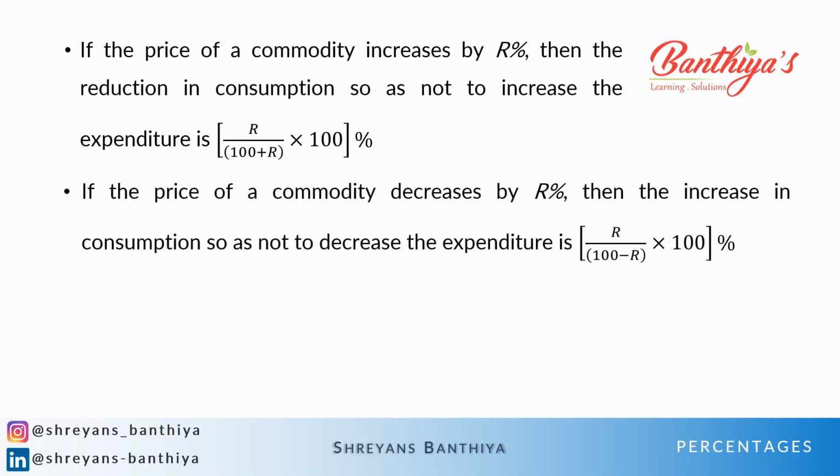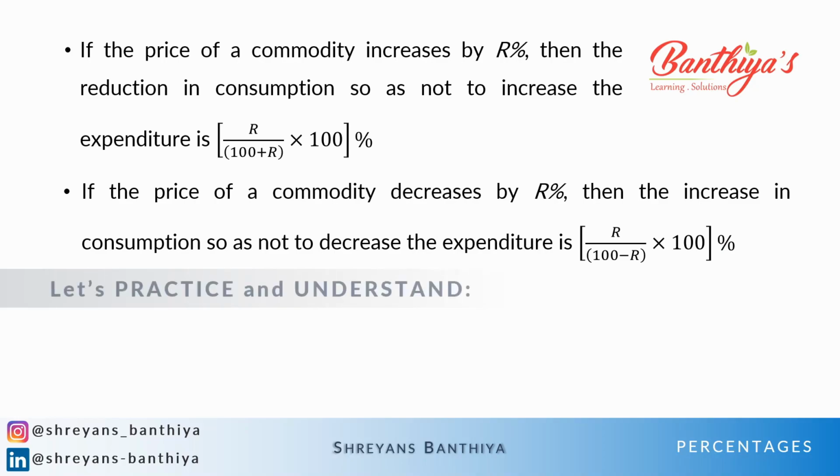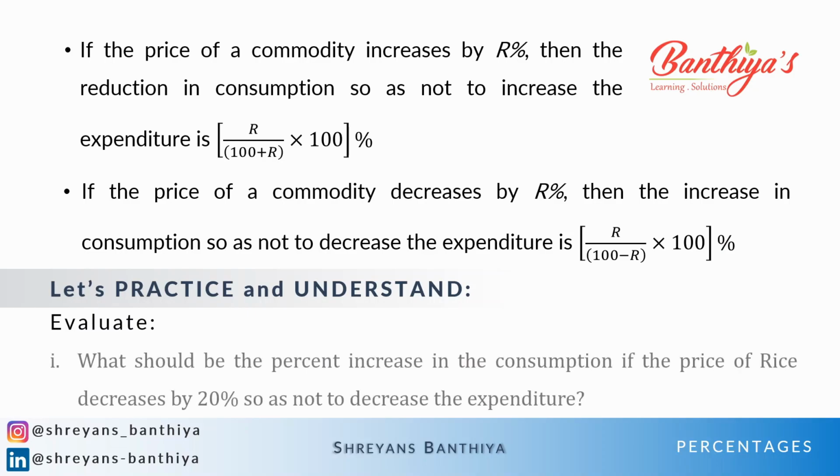If the price of the commodity decreases by R%, then the increase in the consumption so as not to decrease the expenditure is. Now this is very simple, and I hope guys that you are able to understand and you need not memorize these formulas as well. So now let's solve this question. Pause this video and solve this question immediately.